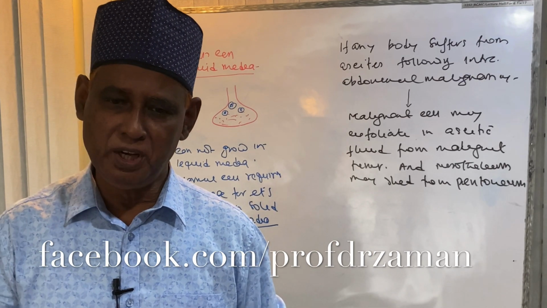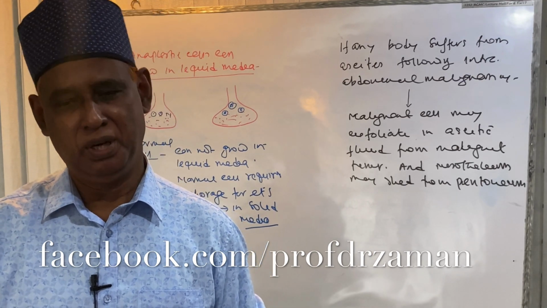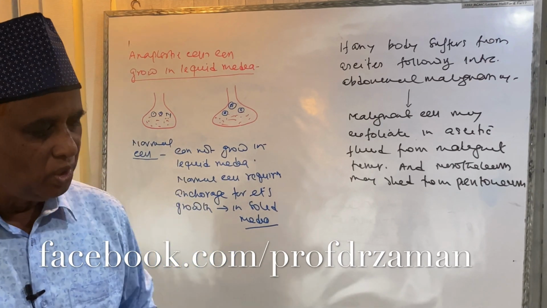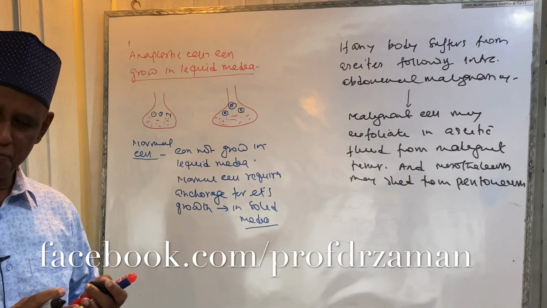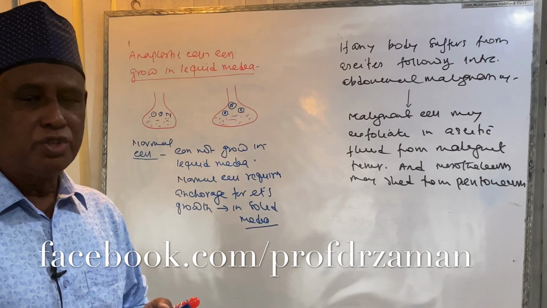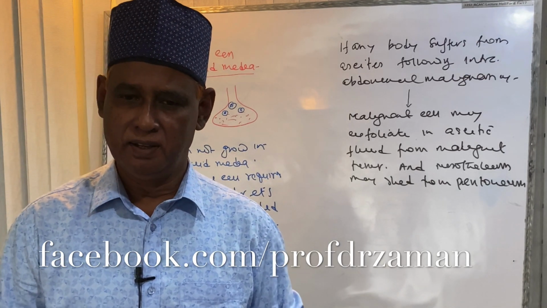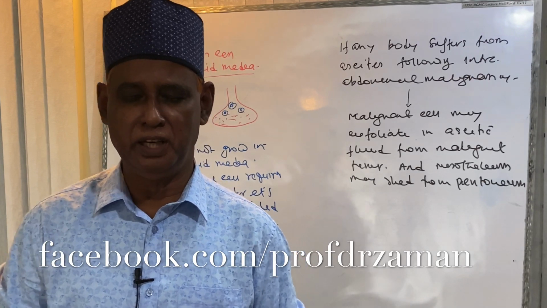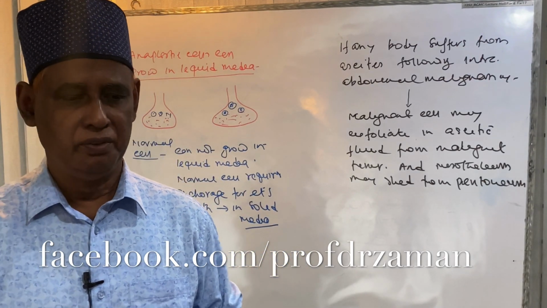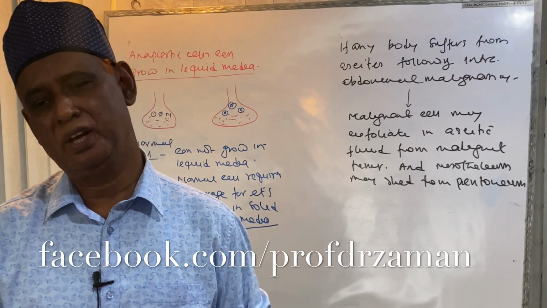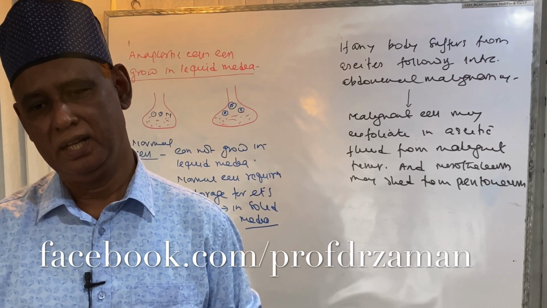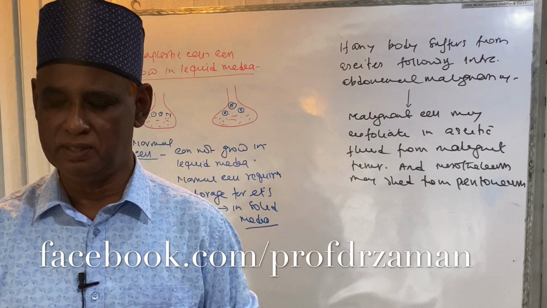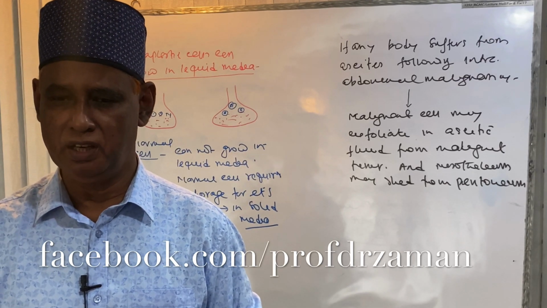So we can recall again, anaplastic cells can grow in liquid media, but normal cells cannot grow in liquid media. So there is loss of contact inhibition and reduced serum requirement for survival. Cancer cells, malignant cells or anaplastic cells never mature, they are immortal and they can grow in liquid media. These are the growth characteristics of anaplastic cells in artificial media.